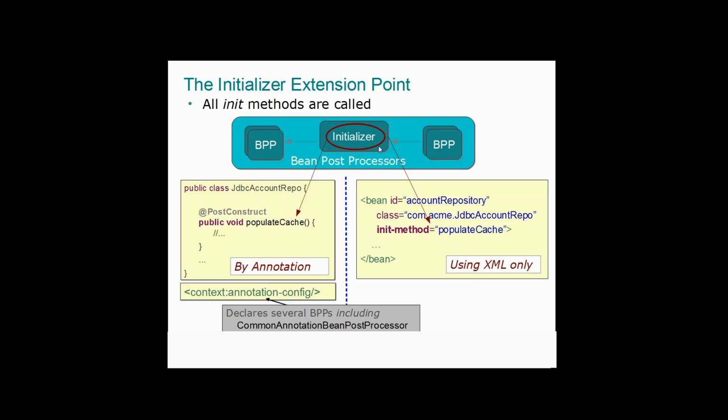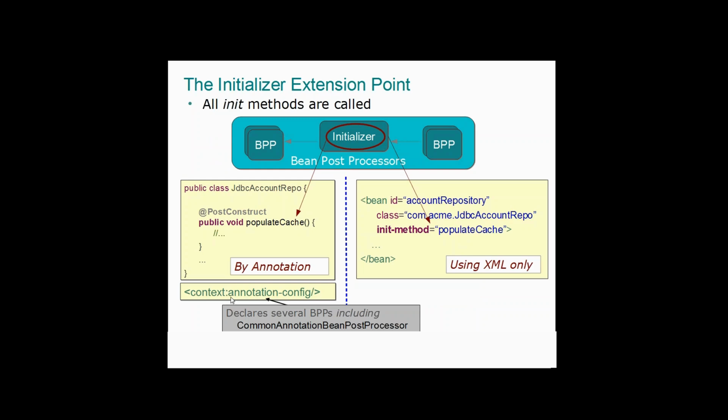Okay, so now if you look at the initializer which we saw, I've added the @PostConstruct annotation, and this method will be invoked by this bean post processor. In order to make this active in the XML configuration, you need to add this context annotation config tag. In case of Java configuration, you just need to add the component scan annotation.